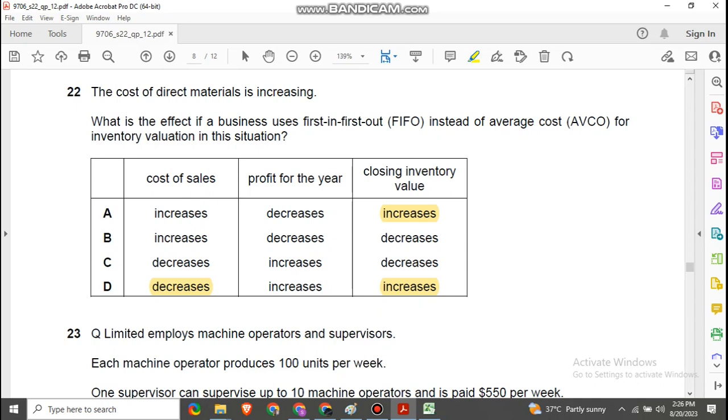If the cost of sales is decreasing, then there will be more gross profit, so the profit for the year will also increase. So your correct answer is D here. The closing inventory increases, cost of sales decreases, and profit for the year increases.